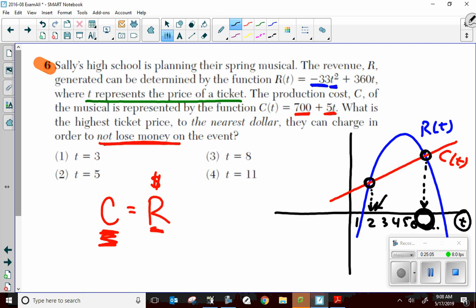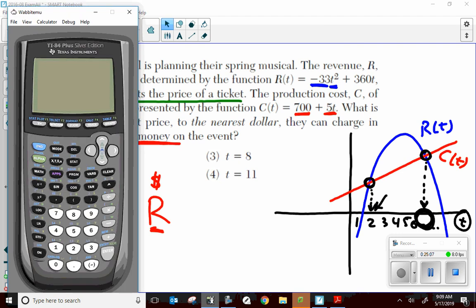All right, so that's exactly what we're going to do. Let's graph this. Turn this on. Turn this on. I'm going to clear out our other problem. And let's put this here. Negative 33x squared plus 36dx. Boom. Clear this one out. 700 plus 5t, and in this case, in the calculator, I'm going to call that x.